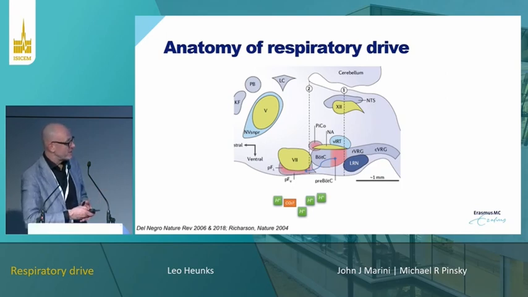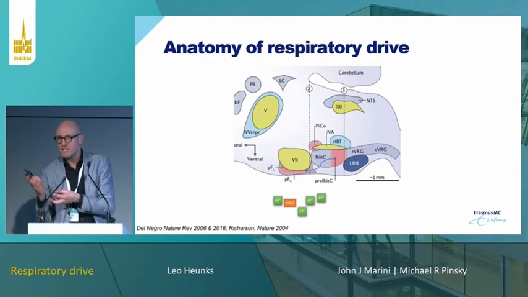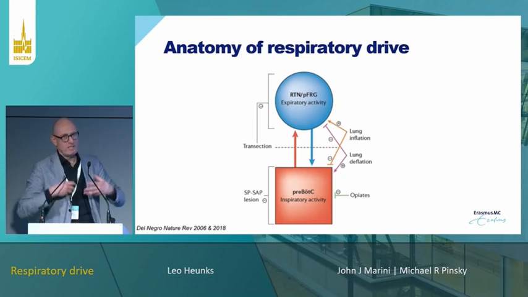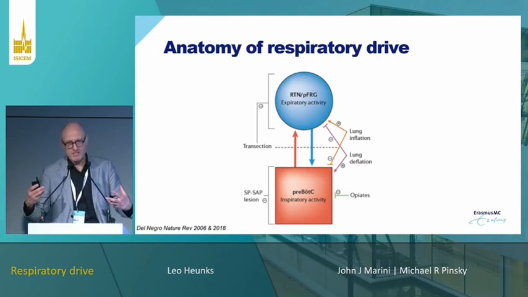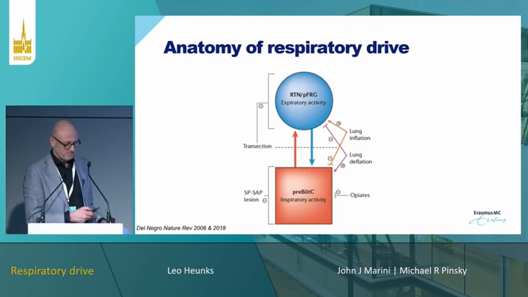There are other centers right here. This one controls the rhythm of expiration. So we do have different pacemaker cells for inspiration and expiration. That's also nicely shown here: pacemaker cells for inspiration in the pre-Bötzinger complex, and for expiration, and they have different input. For instance, lung inflation will inhibit inspiratory centers and activate expiratory centers.